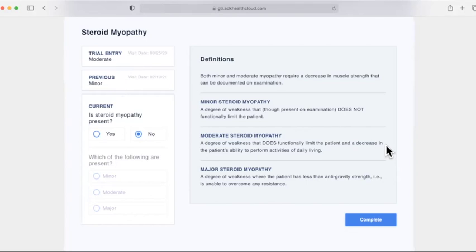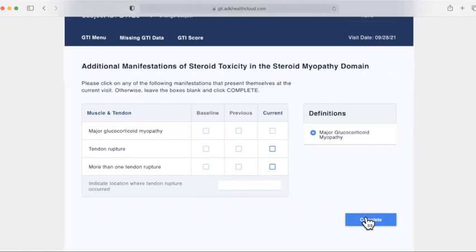Moderate steroid myopathy, this is a very standard definition, is a degree of weakness that does limit the patient functionally and decreases the patient's ability to perform ADLs. Very standard definition. But if investigators are not prompted to ask about this and examine for it, they'll miss it completely. Now, fortunately, the patient's steroid myopathy had improved at the previous visit, going to only minor, and now it has resolved. The patient no longer has steroid myopathy.